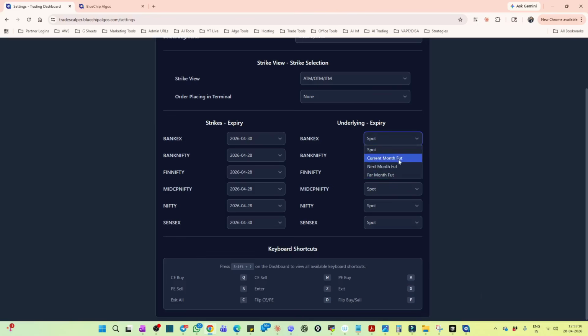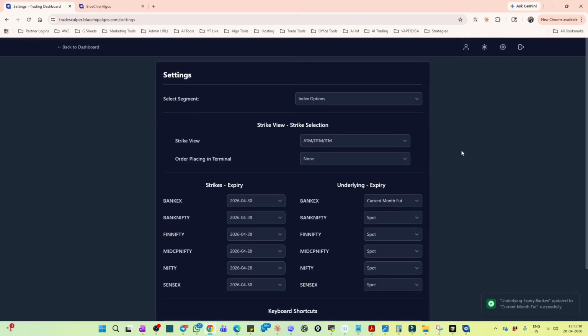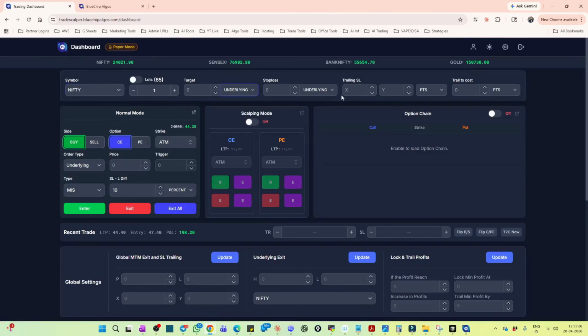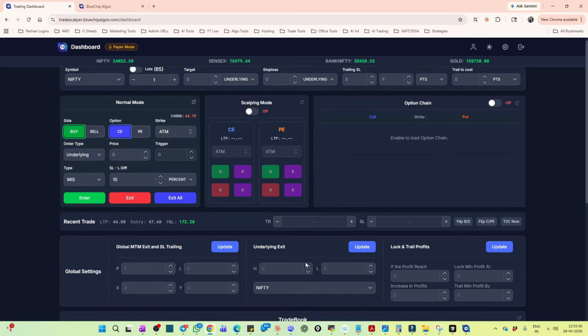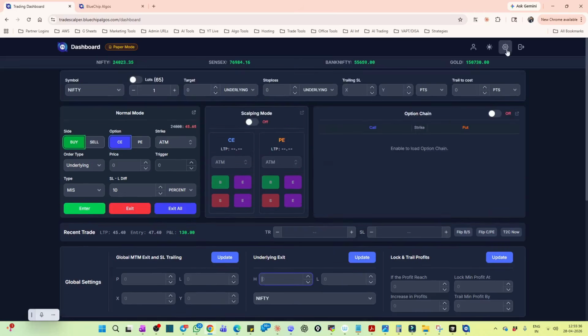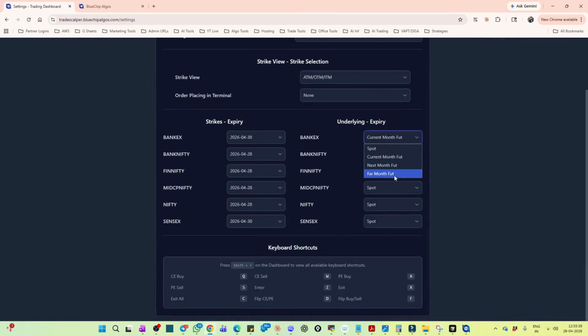Remember, if you select future here, current future, everything in the dashboard will be followed as per future price. For example, if you are putting underlying here, it will be futures underlying. Even here also futures underlying. Even here also, if you give some value, the value follows the futures price. So this is like one place which decides whether your underlying price is spot or future.